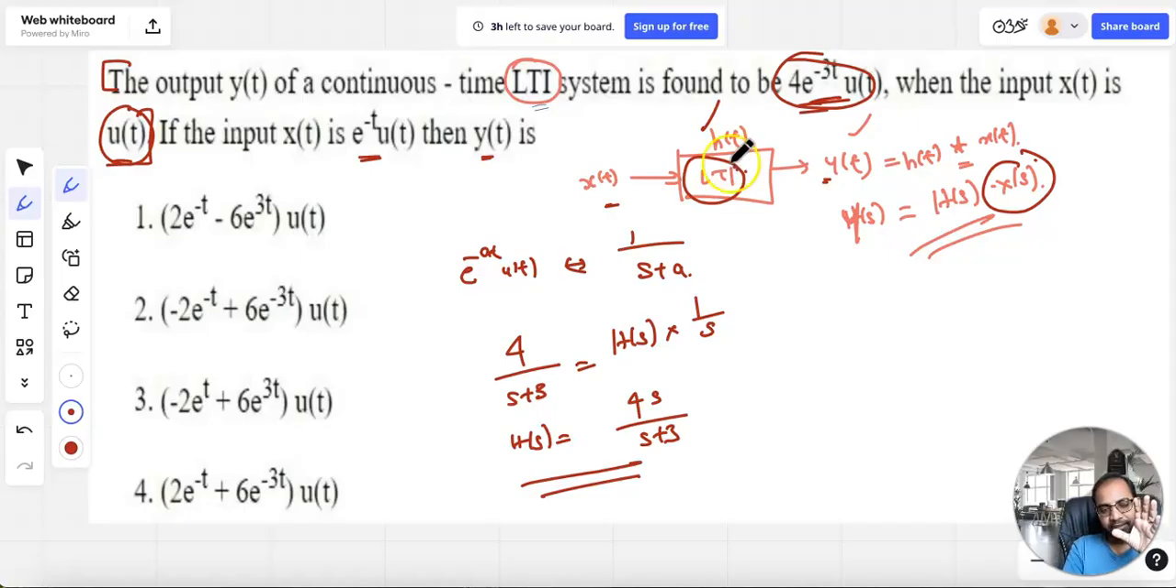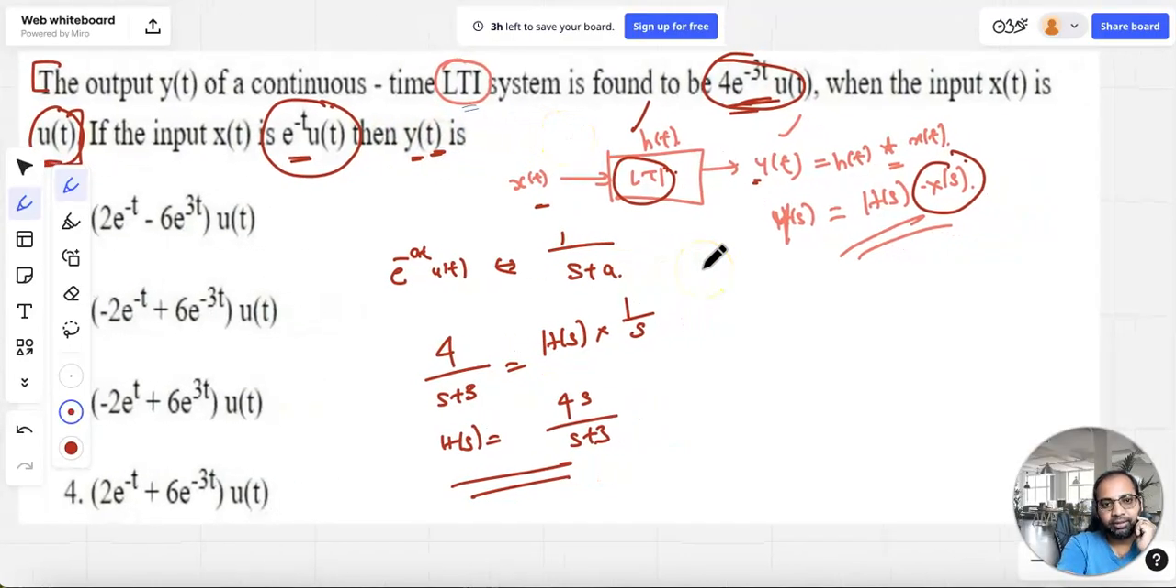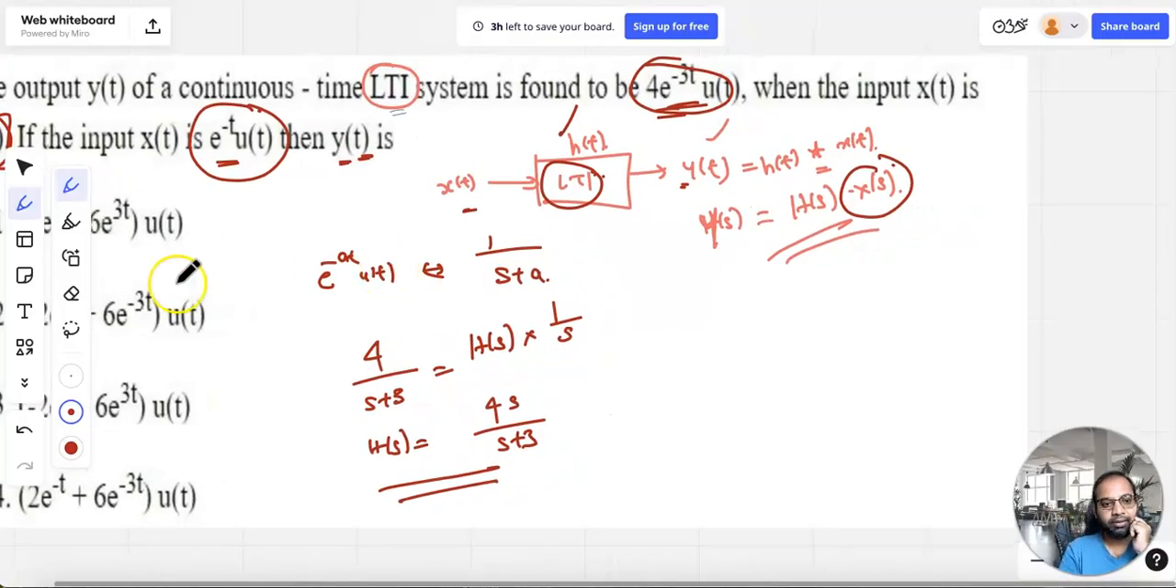For the same system, they gave the input as e power minus t into u of t, and they are asking to find y of t. So let's have a look.